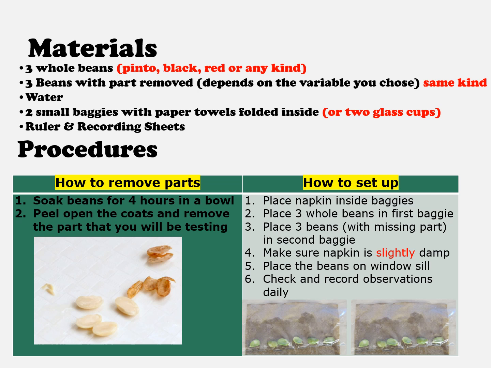Next, place the beans on the windowsill or in a place where there's plenty of sunlight. Make sure you record the observations daily. Make sure that the baggies are left open. If you don't have baggies, you can do the exact same experiment. Instead of a baggie, you place the beans inside the napkin, and the napkin you just place inside the cup.